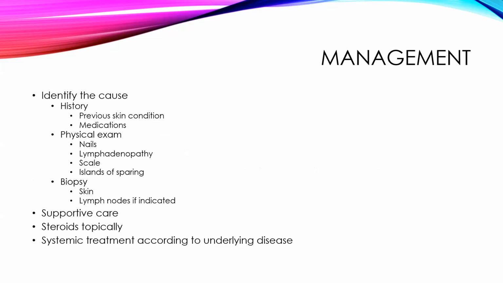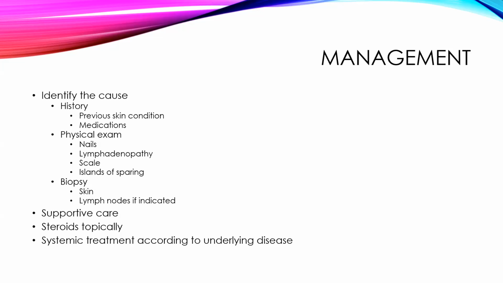So you identify the cause by using your history. Do they have a history of psoriasis? Do they have a history of eczema? Have they started a new medication? They also might have some other clinical findings that might give you a hint. So you look at their nails. As you can see, nail changes in psoriasis. You check for lymphadenopathy, which would push you much more towards Sézary syndrome. You look for islands of sparing, which would make you think of pityriasis rubra-pilaris.